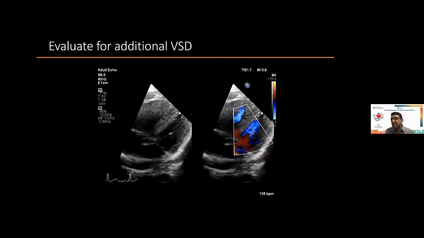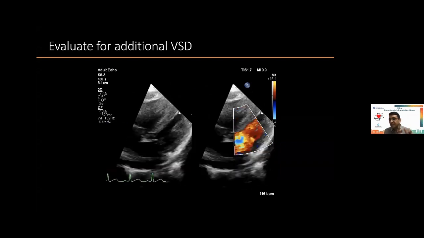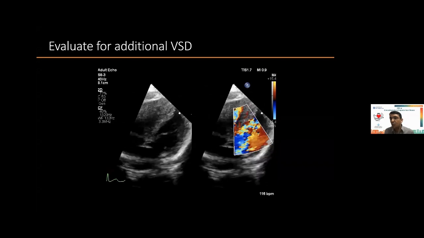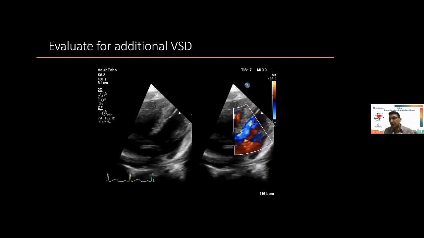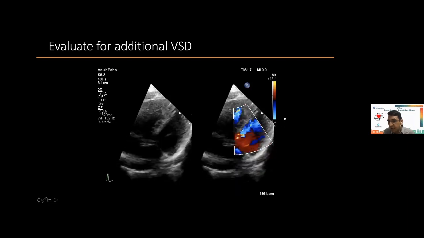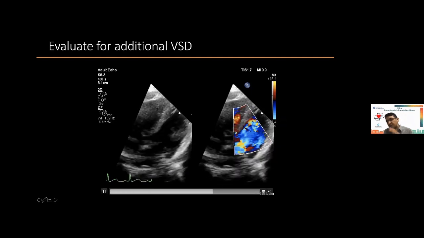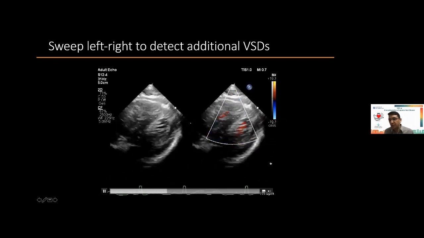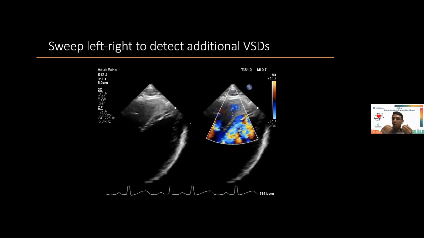Now, additional VSD is a very important thing. And when we evaluate for additional VSD, mind you, RV is at the same pressure as LV. So it is very difficult to get the jet which you are expecting when you are seeing a muscular VSD in a normal heart or hearts with otherwise a single or isolated VSD. So here it is very important that we reduce the Nyquist limits to a lower scale and then scan the septum from left to right, apex to base, so that we don't miss out on any additional VSD, because the pulmonary vasculature in tetralogy is used to low pulmonary blood flow.